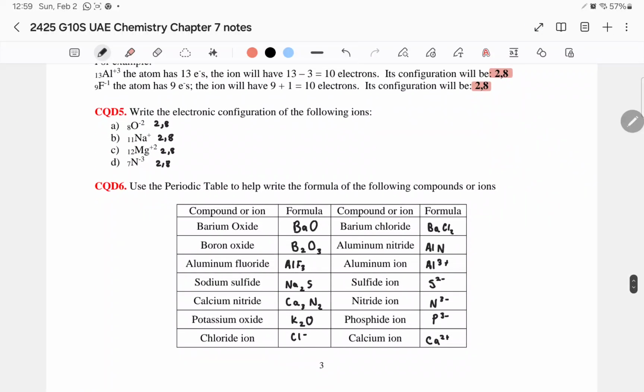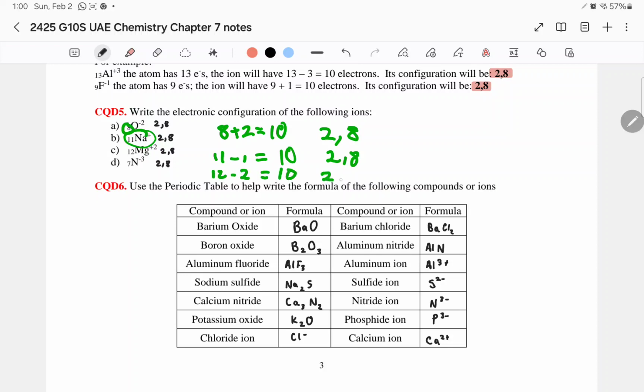Now write the electronic configuration of the following ions. O has 8. If it's 2 minus, you do 2 plus. So 8 plus 2 is 10. And 10 is 2, 8. Na, same thing. You had 11 and you have plus, so you minus 1. Also giving you 10, so 2, 8. Mg 2 plus, so you have 12. 2 plus means you minus 2. You're going to get, you figured it out, 10, which is also 2, 8. Now, N 3 minus, same thing, 7 and minus 3, you add 3 and it becomes 10, 2, 8. All the examples here, they made them so that they look like neon.